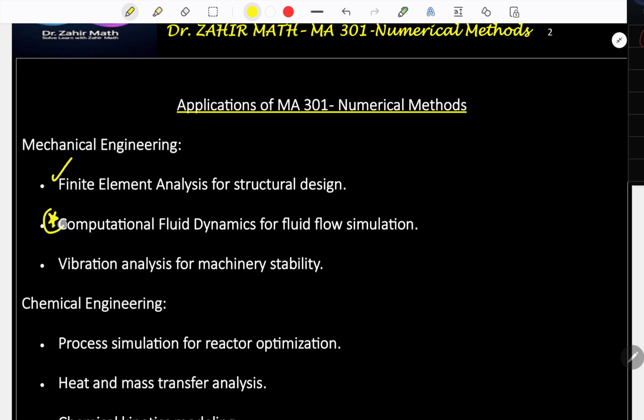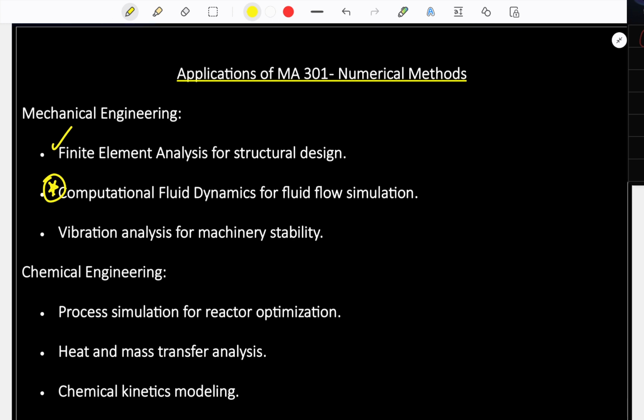The next very important one is computational fluid dynamics. Here, they use fluid simulation to study and improve how liquids or gases move in systems like pipes or engines. The next is vibrational analysis. It keeps machinery stable by finding and fixing shakes that could break or slow down machines.